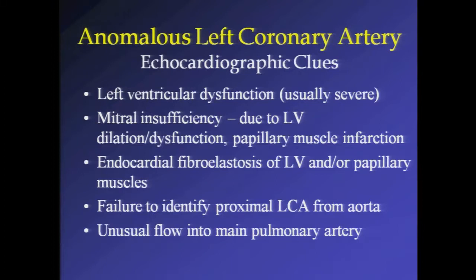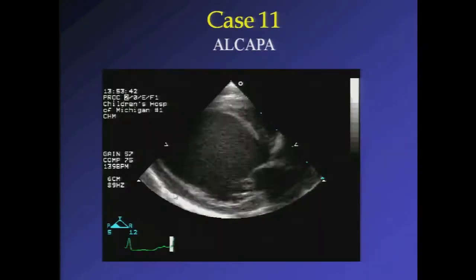So echocardiographic clues to the presence of ALCAPA include generally severe left ventricular dysfunction. There can be mitral valve insufficiency due to LV dilation or dysfunction, as well as papillary muscle infarction. You can see endocardial fibroelastosis of the left ventricle and papillary muscles, and a failure to identify the normal proximal origin of the left coronary artery from the aorta. And then what you'll see is retrograde flow from the anomalous left coronary into the pulmonary artery. So these are all the clues by echo to this diagnosis.